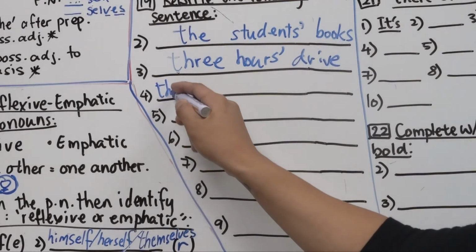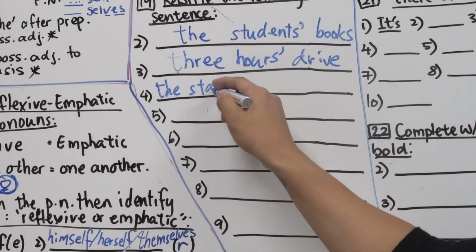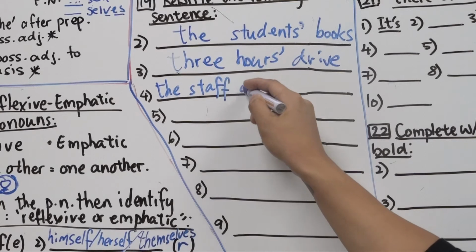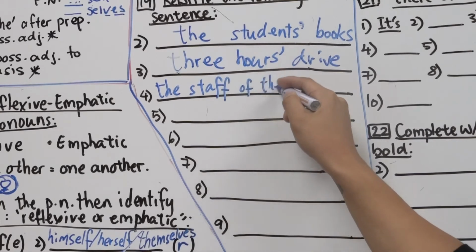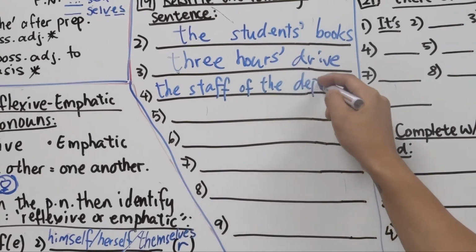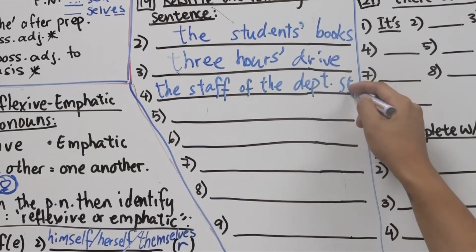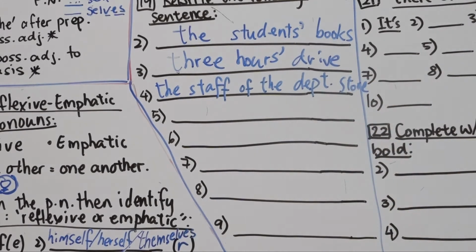So the staff of the, I'll just abbreviate it, okay? DPT, department store. The staff of the department store, right? Or you can say this is also part 3, right? Of plus people, but it's usually more of part 2 of the of.